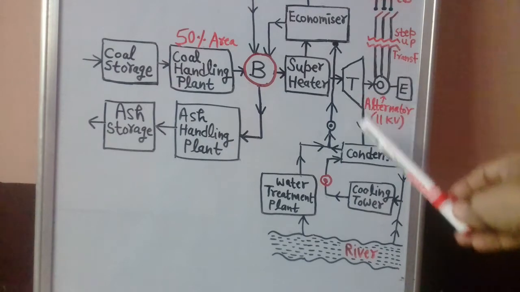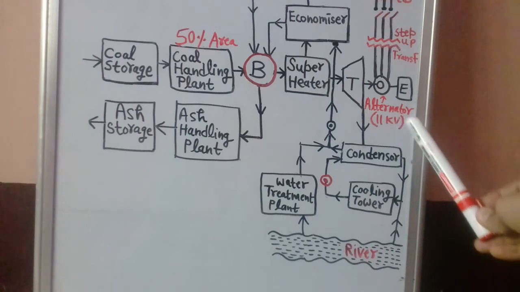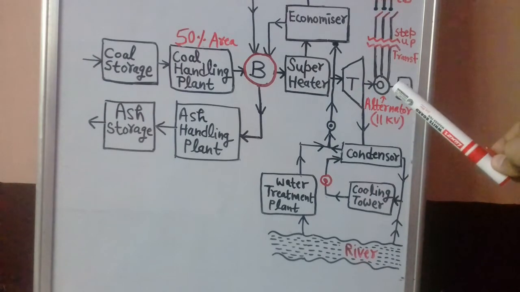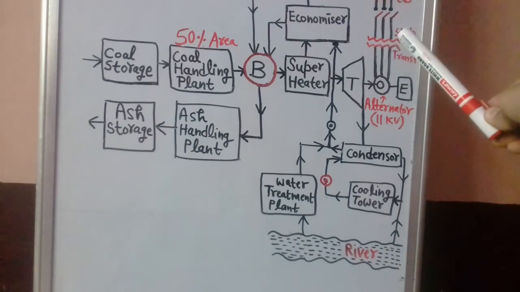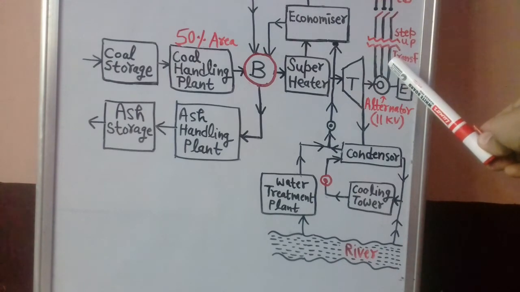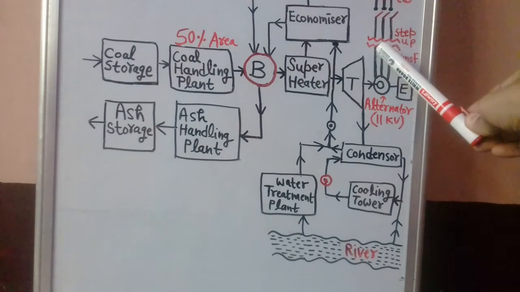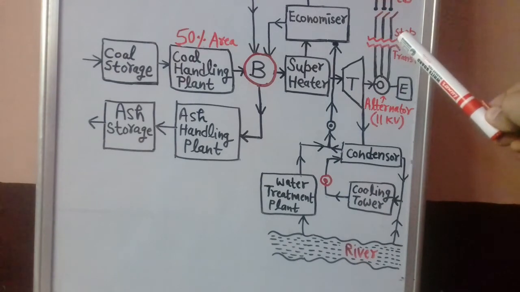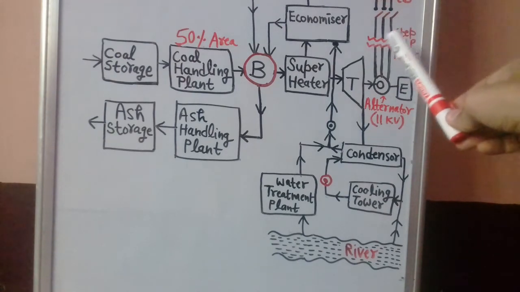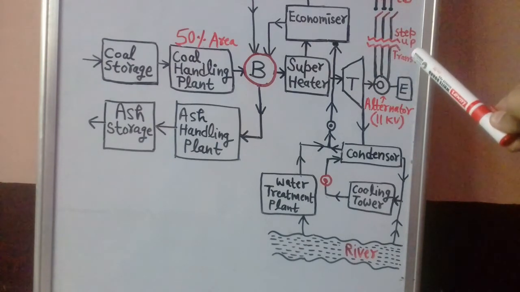The standard power generation voltage, AC power generation voltage in India, is 11 kilovolt. But when we talk about power transmission, it would definitely be done at higher and higher voltages. The power transmission voltage can be 220 kilovolts, 400 kilovolts, or 765 kilovolts. These are some of the standard AC power transmission voltages in our country India. We need to transfer this power at higher and higher voltages to reduce the transmission losses.